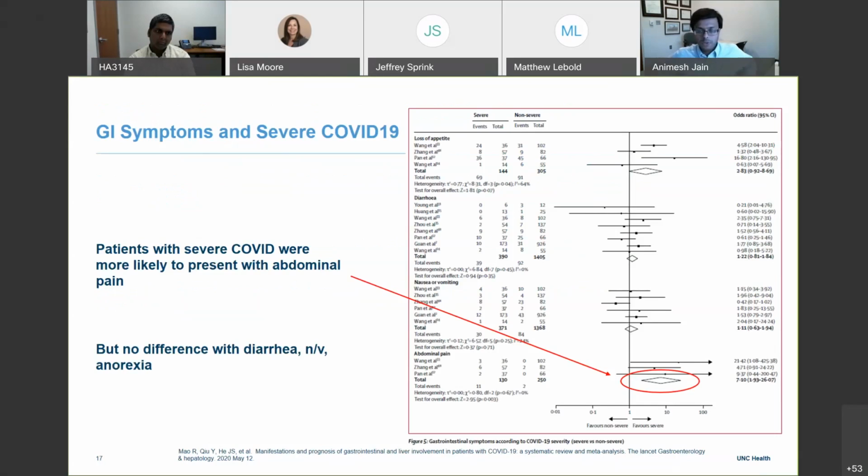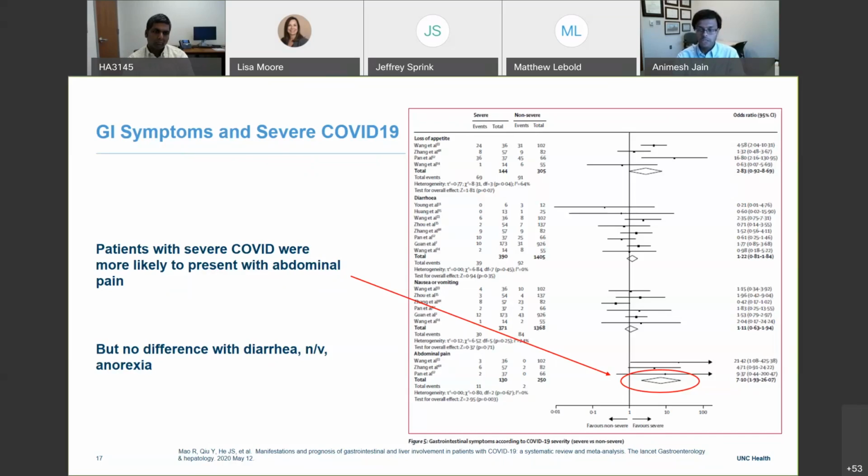Here is the actual forest plot data from that meta-analysis, and the point is not to go through all of this in detail, but what I wanted to show is they didn't just look at GI symptoms lumped together. They actually looked at the risk of severe COVID-19 broken out by different symptoms. So at the top, you have loss of appetite. In the middle, you have diarrhea, nausea, vomiting, and abdominal pain. And where that red arrow is going, you see that the strongest signal appears to be patients who have abdominal pain, who seem to have the most clear trend for worsened COVID-19 outcomes, whereas the other symptoms like diarrhea and nausea are kind of equivocal.